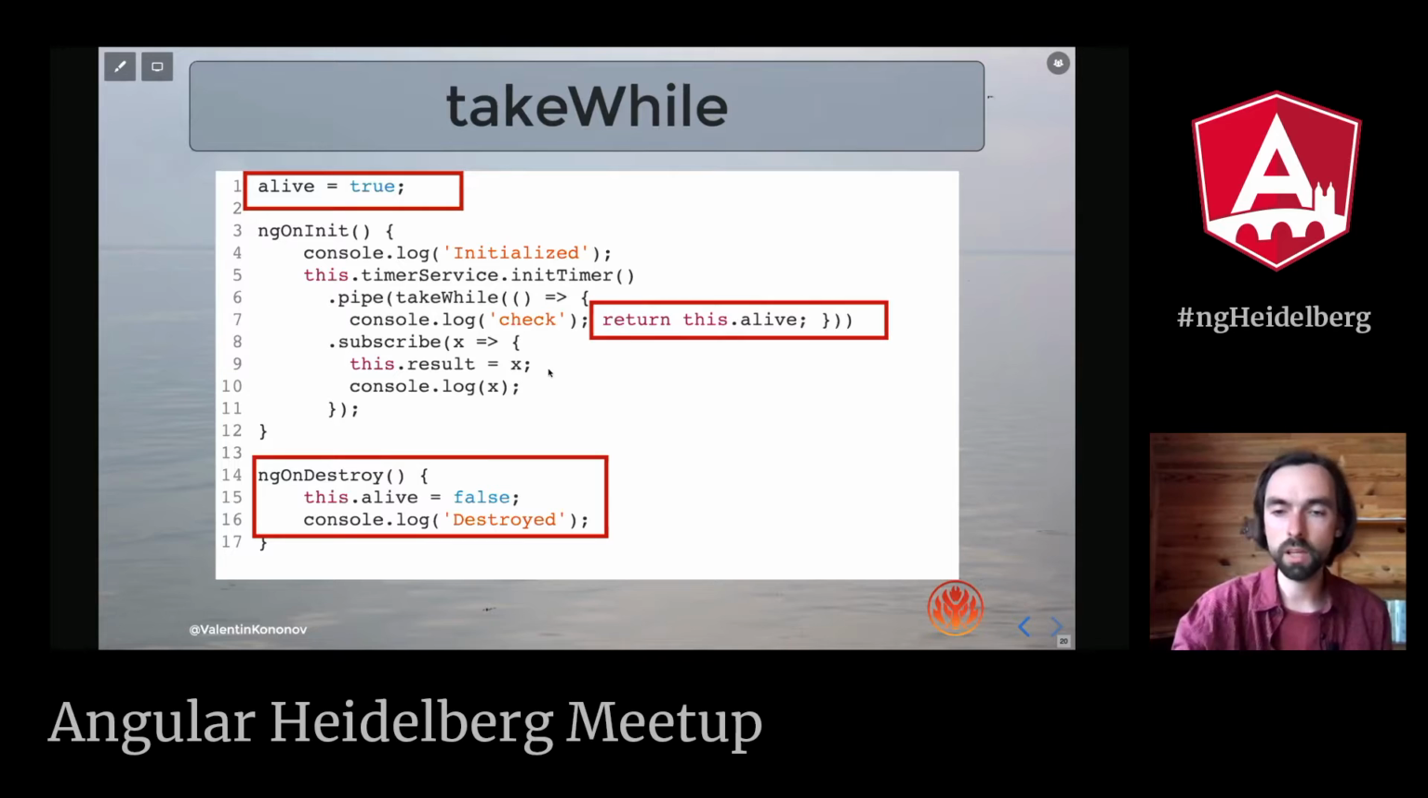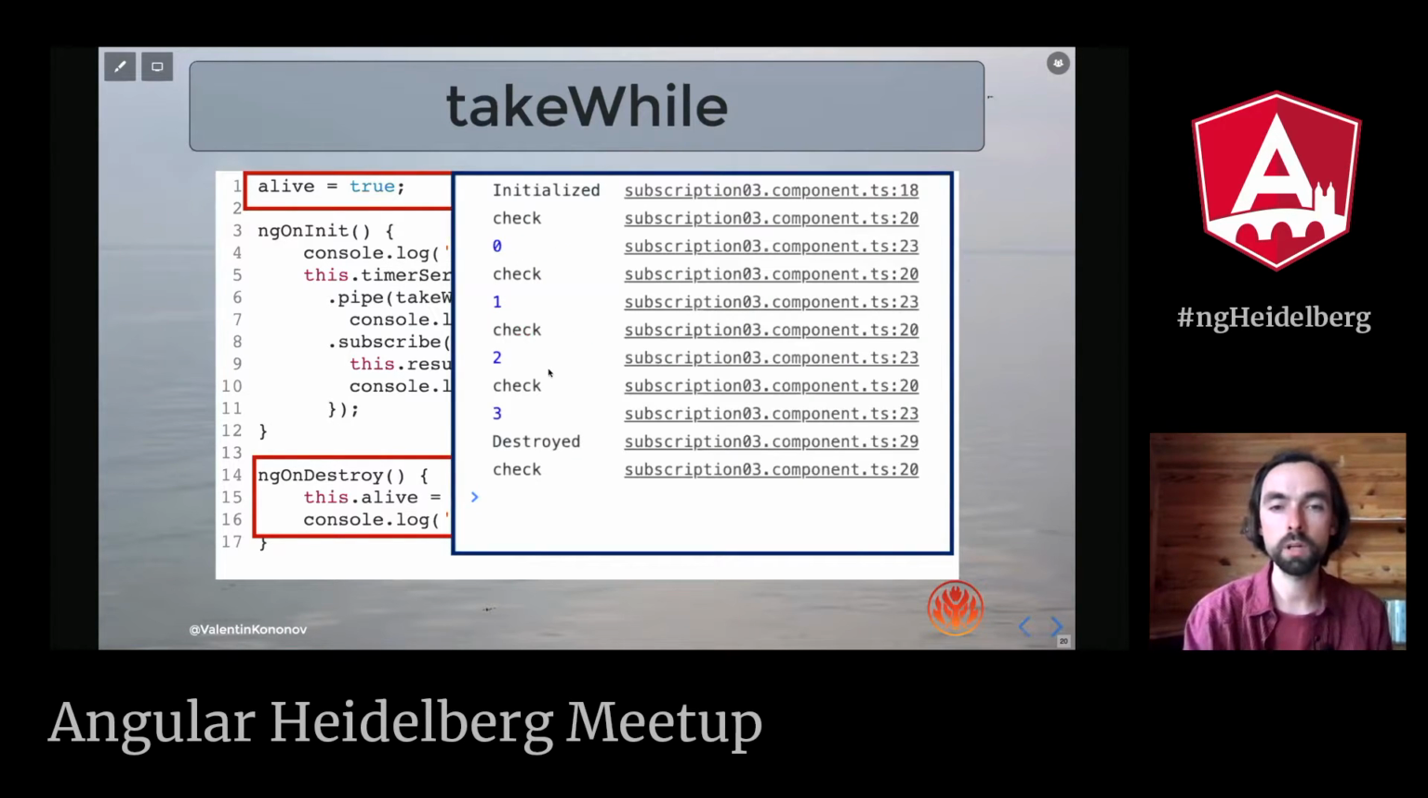And it looks okay. But if we take a look at the log to see how it works, you see the word check. Check means that we tested the subscription. And even after the component was destroyed, we still did one more check. It means that this solution doesn't solve the memory leak for 100%. Even after the component is destroyed, you still have some memory allocated, some process ticking.